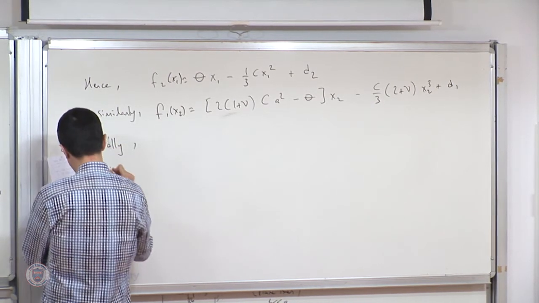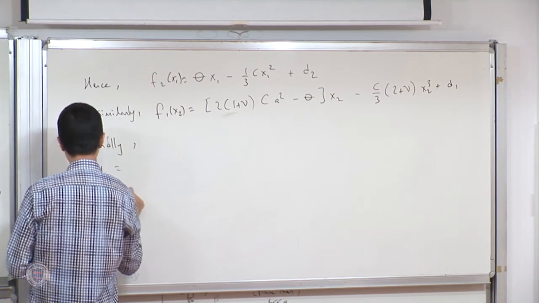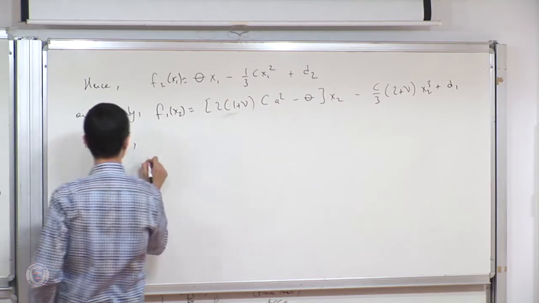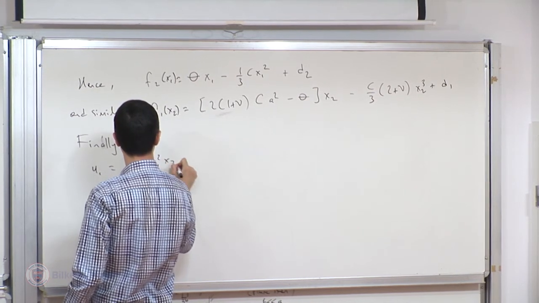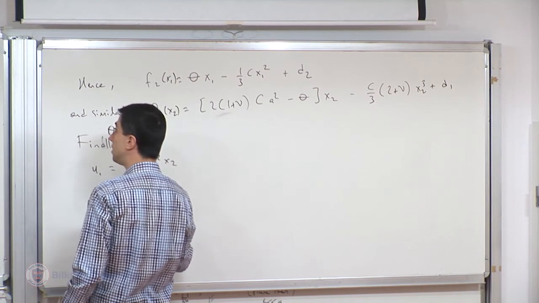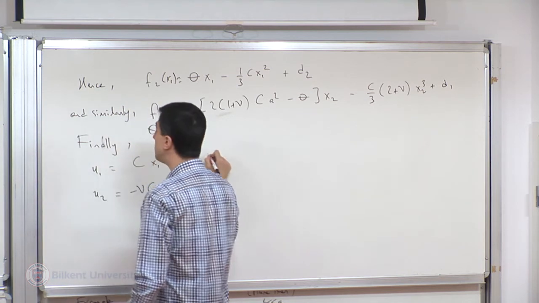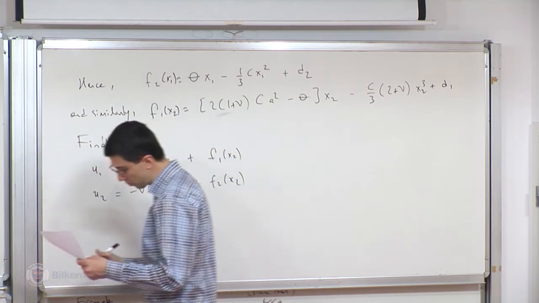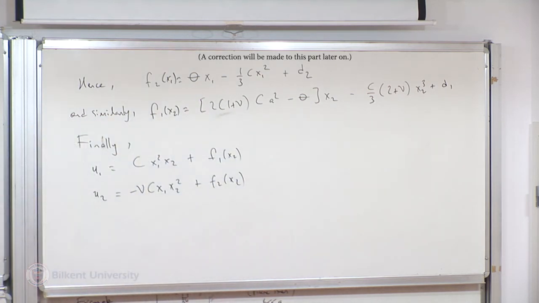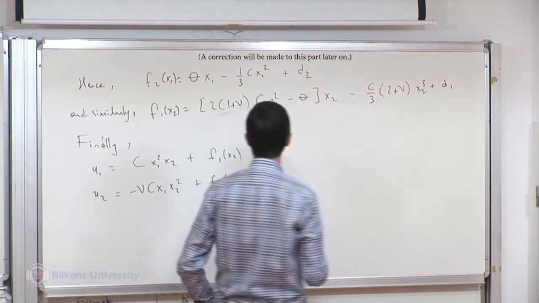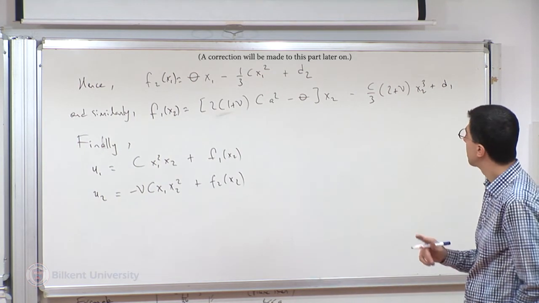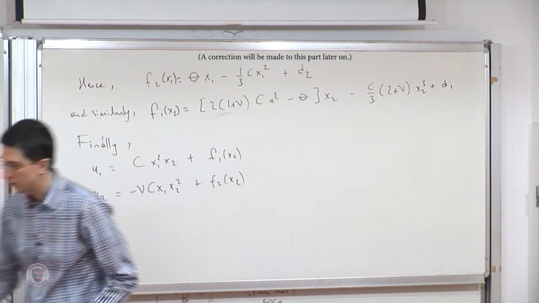And therefore, finally, I know that U1 and U2 are equal to, I had the expressions for U1 and U2, C x1 squared x2 minus nu C x1 x2 squared plus F1 of x2 plus F2 of x2. X1 cubed, thank you. Yes.